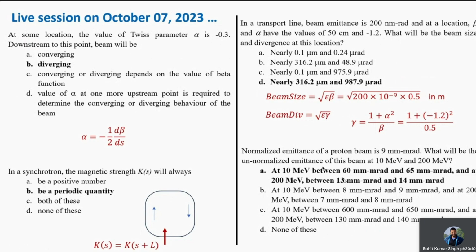What is normalized emittance? Normalized emittance is just emittance multiplied by the relativistic gamma factor. Don't be confused with twiss parameters here. These are not twiss parameters. These are relativistic parameters of the beam, gamma and beta. Gamma is E by E0 and beta is v by c. So just multiply with the emittance which we have studied so far, and you will get the normalized emittance. This emittance remains constant throughout the acceleration.